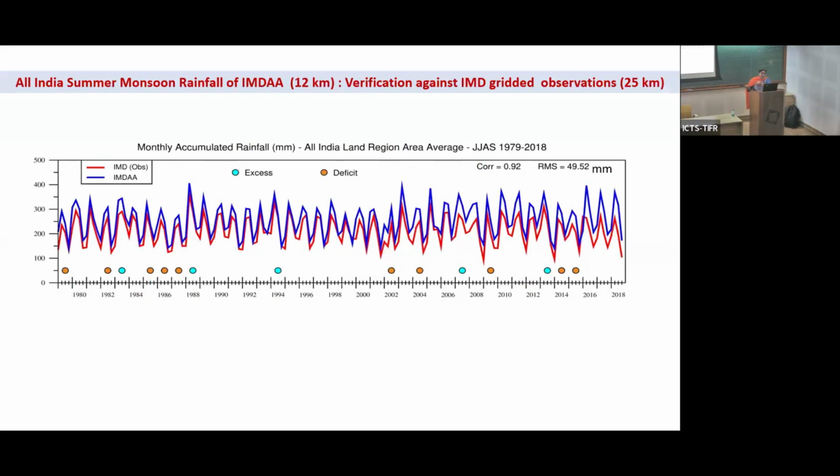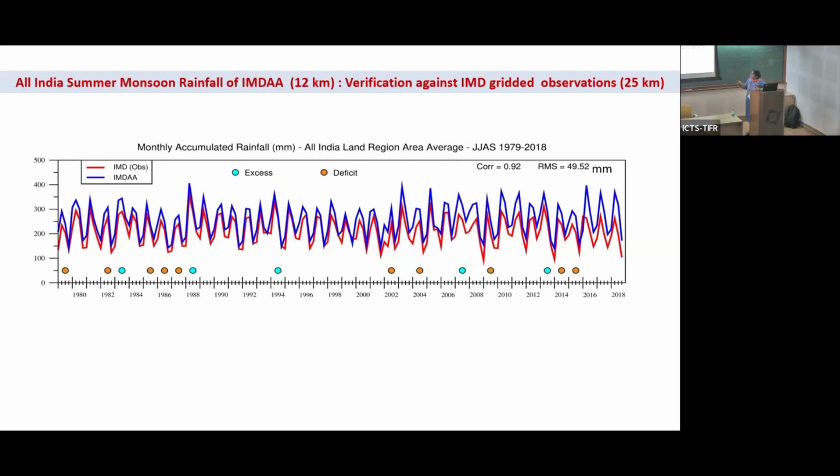And again, you know that there are excess monsoon and deficit monsoon periods. So we compared the IMD observation and IMDAA. What we saw is that the IMDAA precipitation is slightly overpredicted, but we don't know whether it is correct or not, because the 25-kilometer product that is available is again extrapolated from gauges to the 25-kilometer grid. So we also have to take into account the errors in the extrapolation.